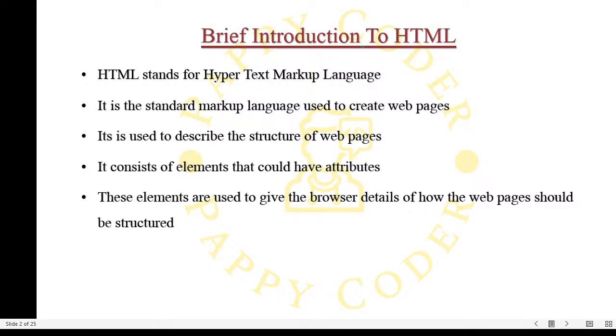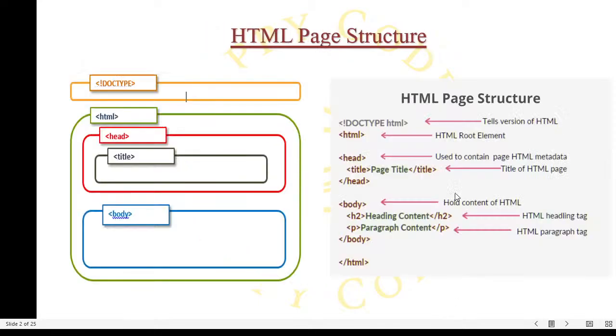And HTML basically consists of elements that could have attributes. So we'll be getting into all this later. Then these elements are used to give the browser details of how the web pages should be structured. So basically, when we're working with HTML, we will actually be working with elements. So that is the major instrument that we'll be working with while using HTML.